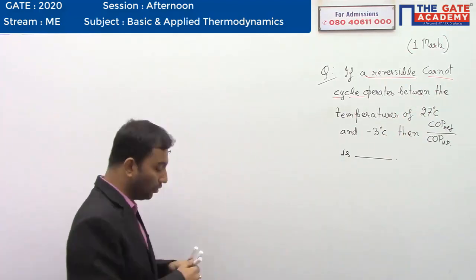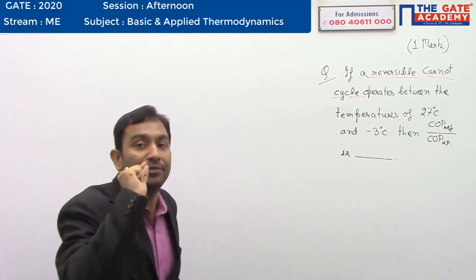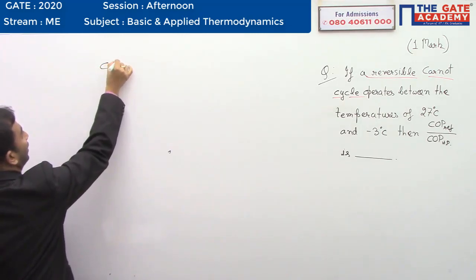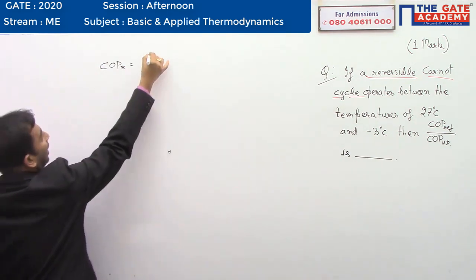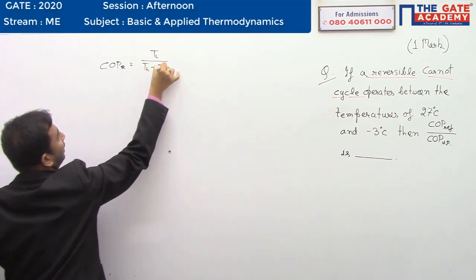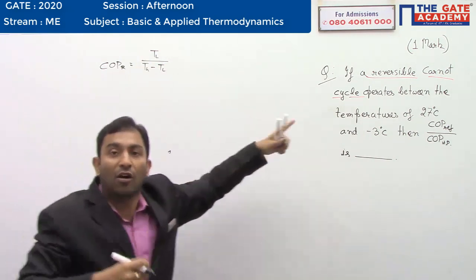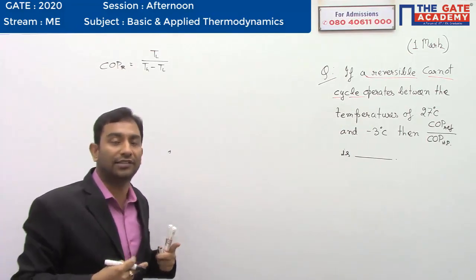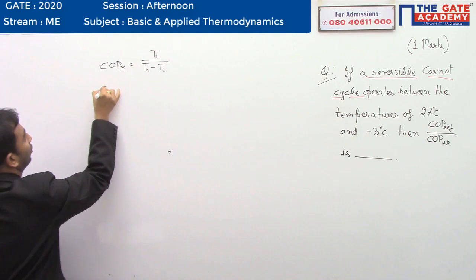Now we know the COP of a Carnot refrigerator. Remember, I am saying a Carnot refrigerator. The COP of a Carnot refrigerator, I'll take this as COPR, is equal to T lower by T higher minus T lower. TH is the higher temperature of the working cycle, whereas TL is the lower temperature of the working cycle. The values are given to me, but I'll write them later on.